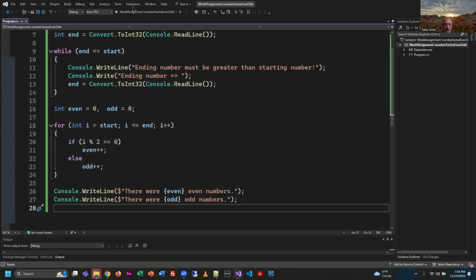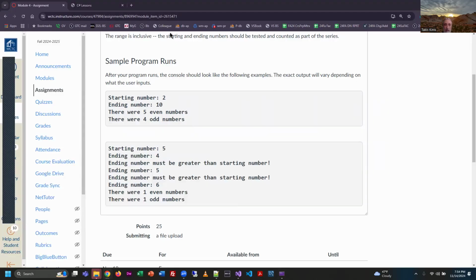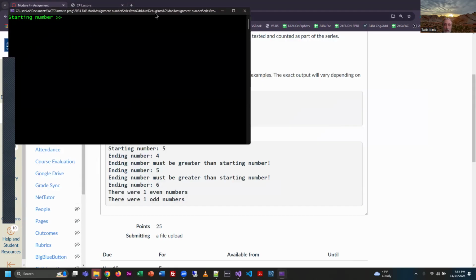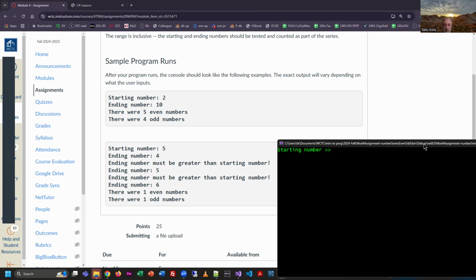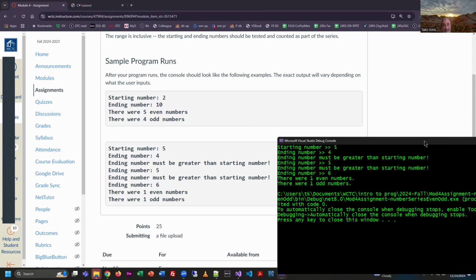Right, run it again. Once again, we'll do that same overlay. I think is kind of helpful. Right. So starting number 5, 4, 5, 6. Yes. Okay. So we're getting exactly the same output. I feel pretty good about it.